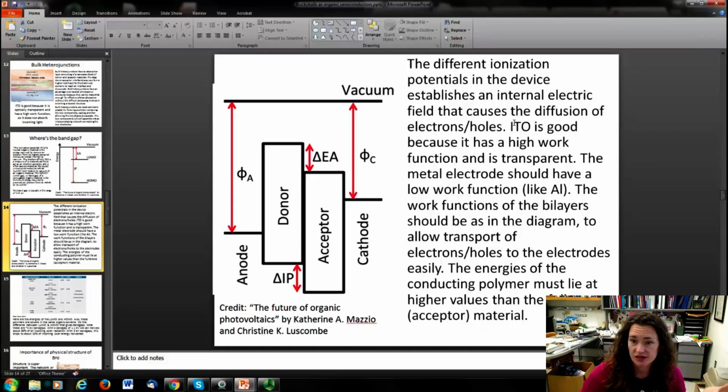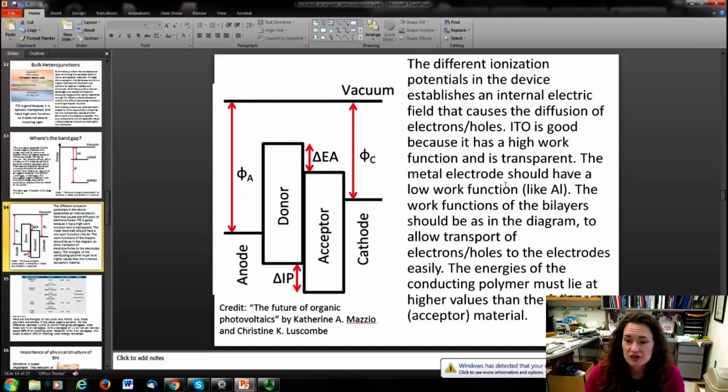ITO is good because it has a high work function, so that's sitting up here. And then you kind of want it to stair step, right? So you have your high work function, and then moving into your donor, moving to your acceptor, and then moving to your cathode, which is your aluminum or something like that. The metal electrode needs to have a low work function. So here's your low work function for your metal, here's your high work function for your anode, and then there's kind of the stair step there.